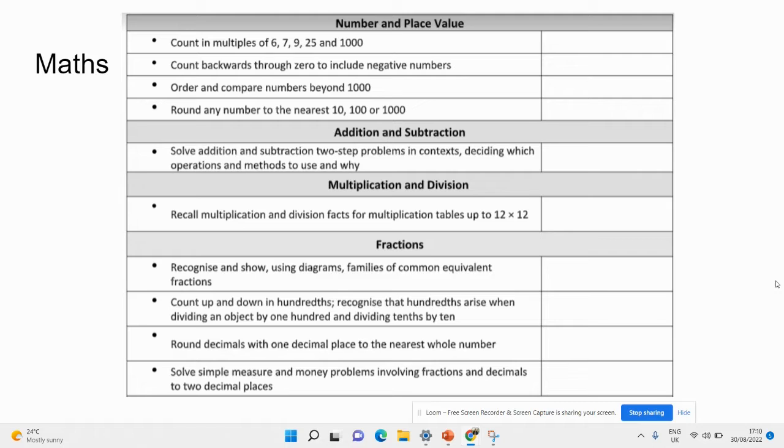Solve addition and subtraction 2-step problems. Multiplication and division, they'll need to do problems that go all the way up to 12 in year 4, okay? And there you can see the fractions learning that they'll need to be able to do as well.